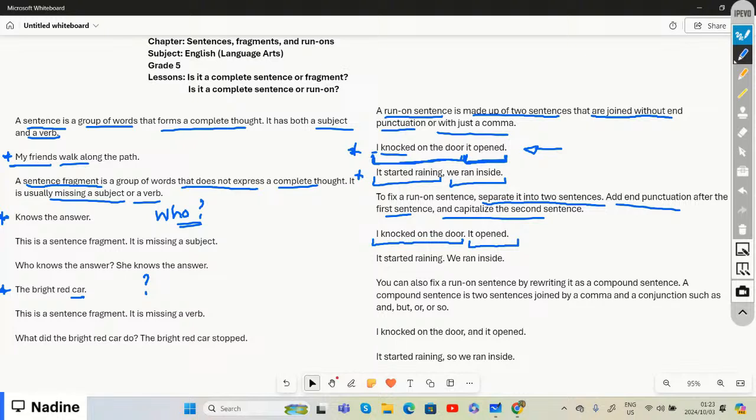Another way in which we can fix our run-on sentence, the same as we did over there, because this one is just joined by a comma. We also, for example, start with a capital letter, remove the comma, put in our end mark or end point, and then we also write that as a full sentence. We ran inside.